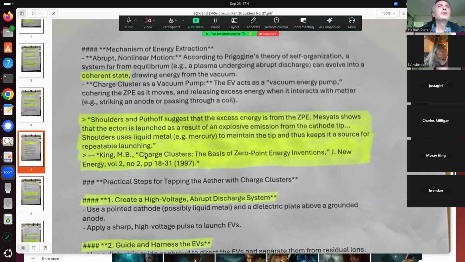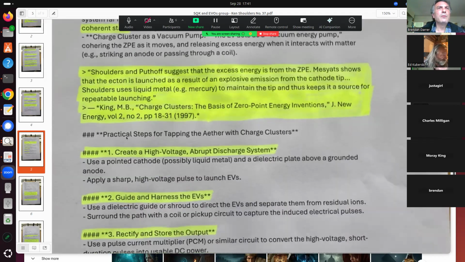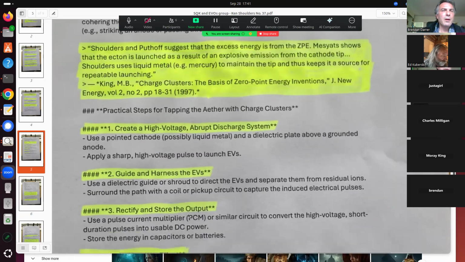Moray King, Large Clusters, the Basis of Zero-Point Energy Inventions, 1997. Practical steps for tapping the ether with charged clusters. One, create a high voltage abrupt discharge system. Use a pointed cathode, possibly liquid metal, and a dielectric plate above a grounded anode. Apply a sharp, high voltage pulse to launch EVs, exotic vacuum objects.